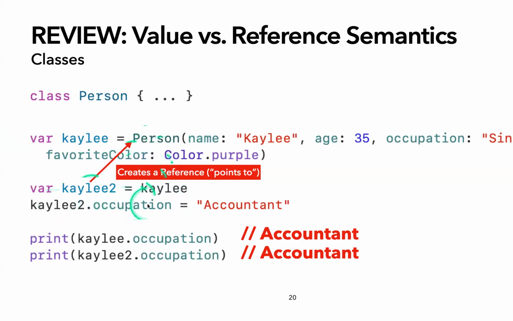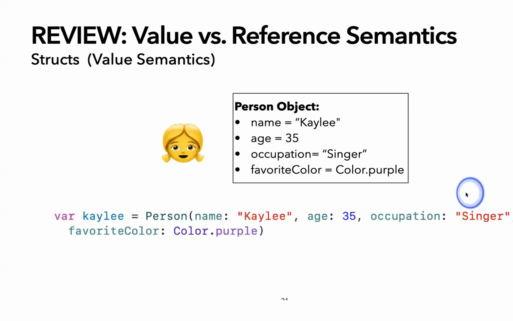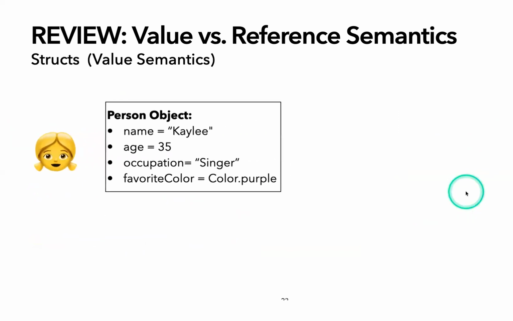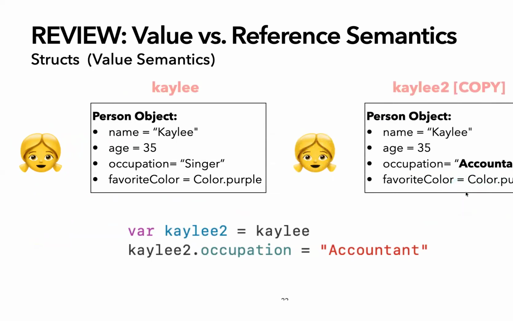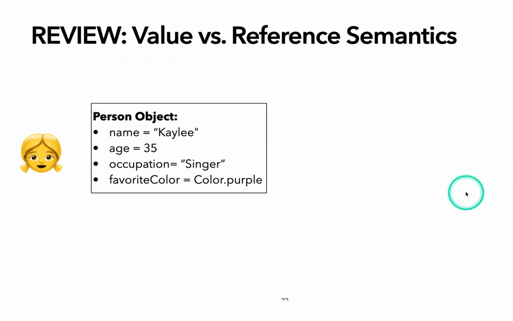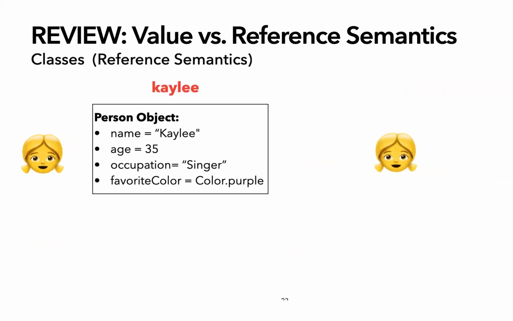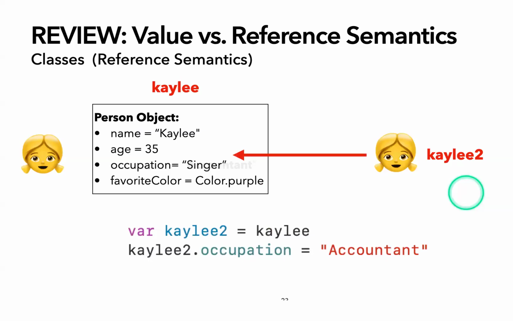And so when we do Kaylee2 occupation, well, what is Kaylee2? It's actually Kaylee, right? So we're actually mutating the occupation of Kaylee here. And so this is again the same concept but visualized. So again, structs get copied, and for classes, it's references. So Kaylee2 references or points to Kaylee, and so both have the same account.